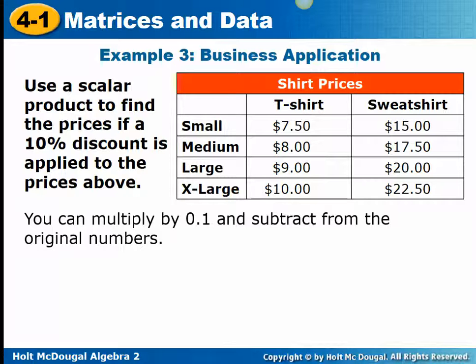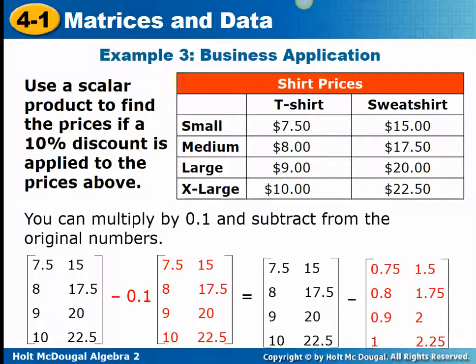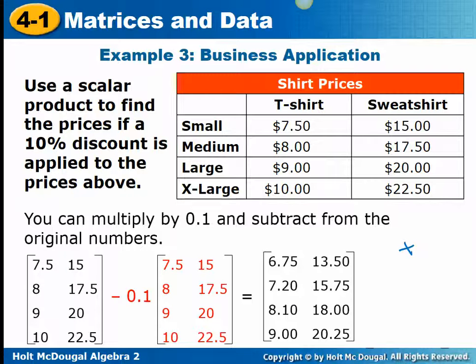And then to get the new price, you would take the original price minus your percent discount, and that would be your final price. So here's our original matrix, 7.5, 15, and so on. These are the prices. Then again, we would subtract 10% or 0.1 times those prices, which is in red right here. This is how much off of each shirt you would get. And then you would subtract those two numbers and get your final price. This is how much these prices would cost during the sale.